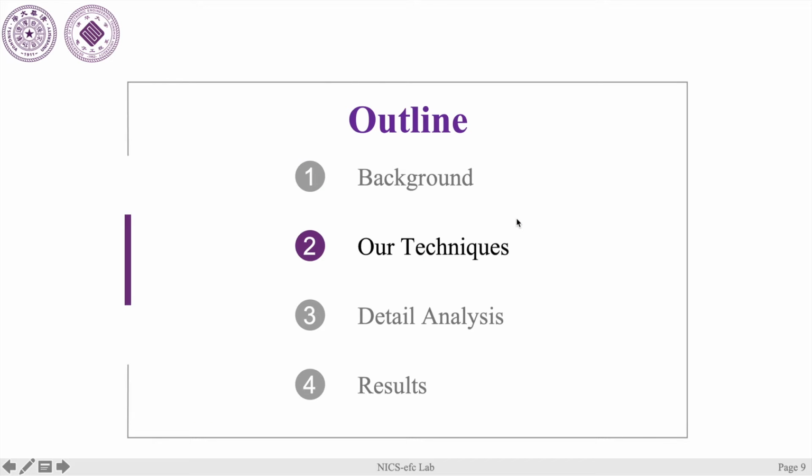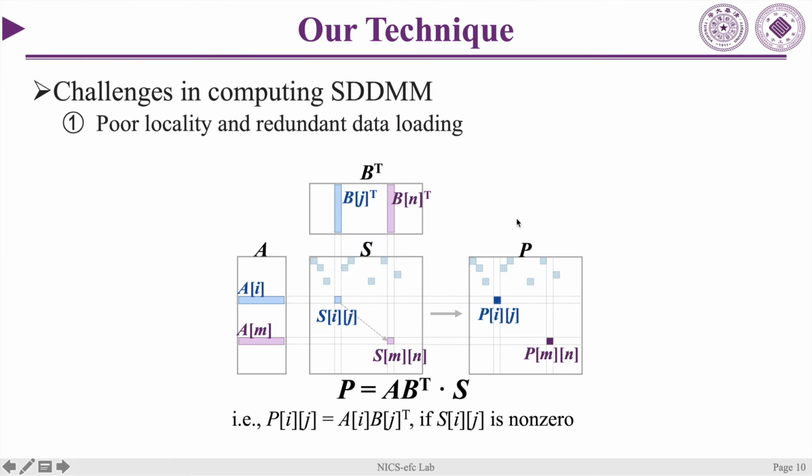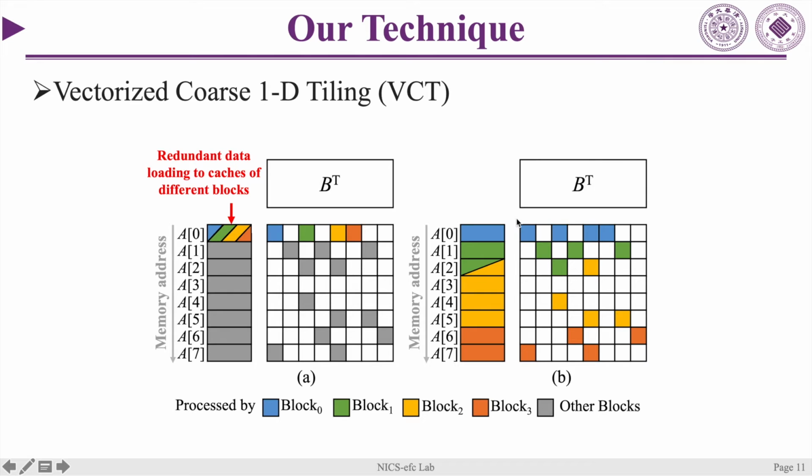So in the next part, we will focus on the challenges of computing ICCDPre on GPU and our techniques to overcome them. The first challenge is brought by poor locality and redundant data loading. Poor locality of sparse data pattern would make the traditional tiling method in dense matrix ineffective in ICCDPre. Instead of 2-dimensional tiling, we propose vectorized coarse 1-dimensional tiling, which does not require pre-processing and is adaptive to common data formats such as CSR and COO.